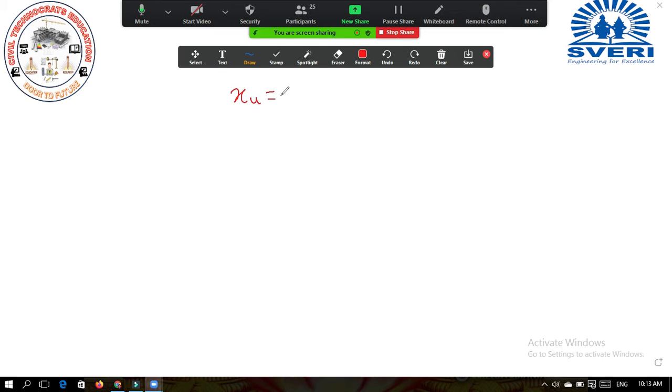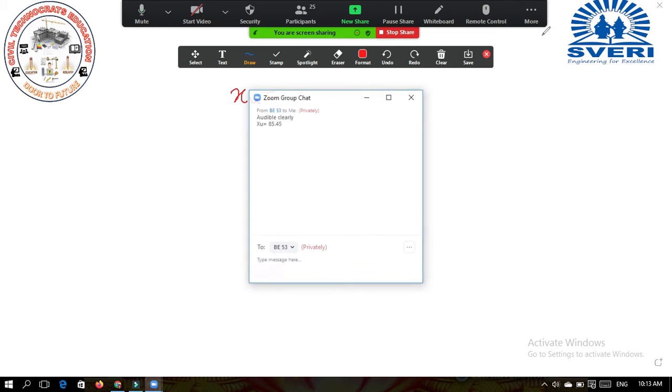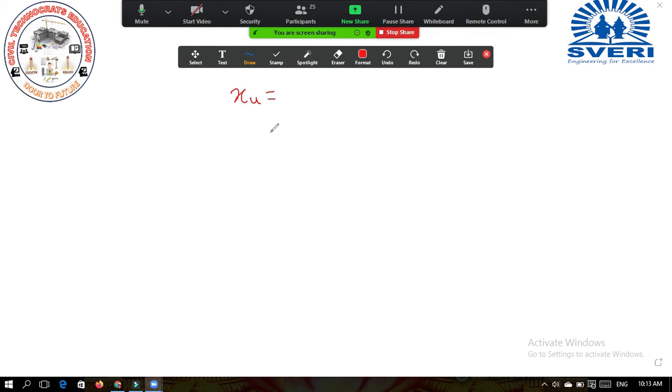We have considered the third case now, and for the third case we have put all the values in the equation. Go through the problem which we solved yesterday; we were at the point of finding the value of xu. So what was the value of xu? 85.45. Okay, so xu is 85.45 mm. This value we calculated yesterday.